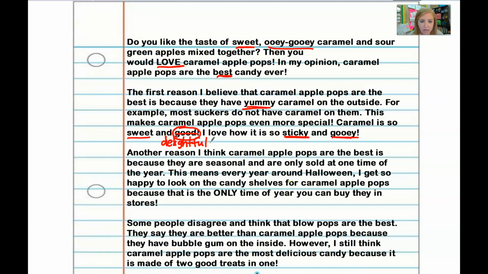So much better already. Another reason I think caramel apple pops are the best is because they are seasonal and are only sold at one time of the year. This means every year around Halloween, I get so happy to look on the candy shelves for caramel apple pops because that is the only time of the year you can buy them in stores. Now, I think seasonal is a very strong word that I've used. That word means only comes out once a season.